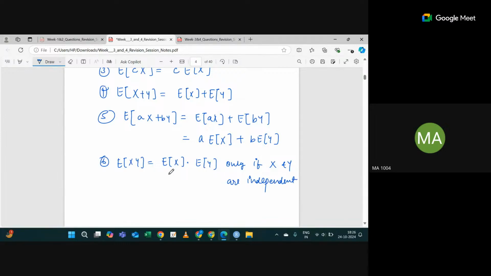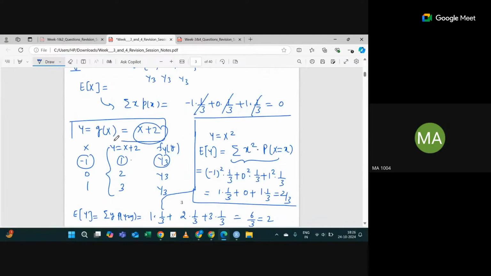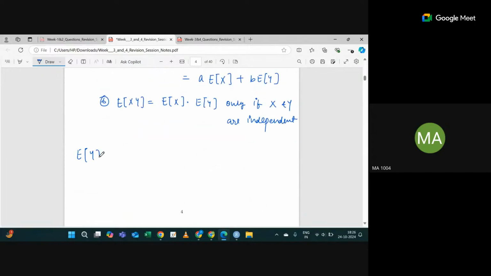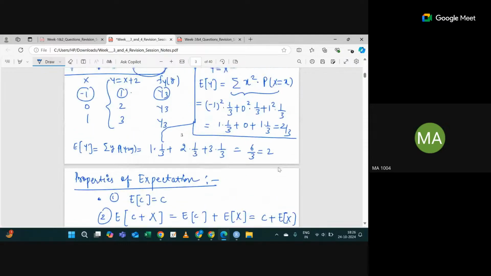We will see how. Okay. Now, if you come to this part, here I can apply the properties. We have expectation of Y as expectation of X plus 2, which I can write as expectation of X plus 2. And we have expectation of X, which we calculated as 0, plus 2, which is 2. So you can see from this approach also we got the same answer which we got here.